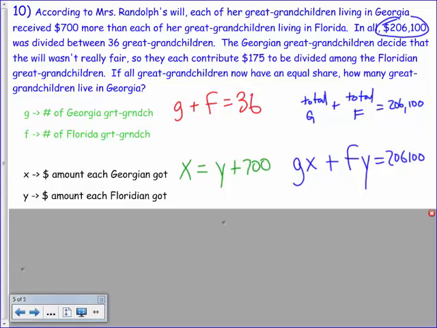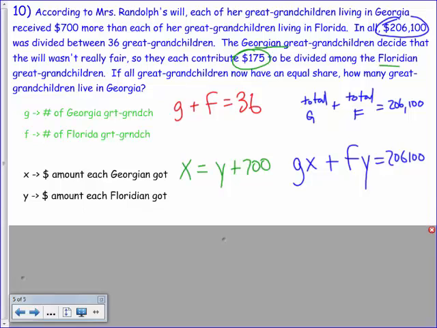So it looks like the Georgia ones each gave 175 to the Florida ones to make it even. So there's another equation you could write. I could say that the Georgia ones, the amount X, they each gave 175 to the Florida ones, right? But it doesn't equal Y. It doesn't equal what the Florida ones have.